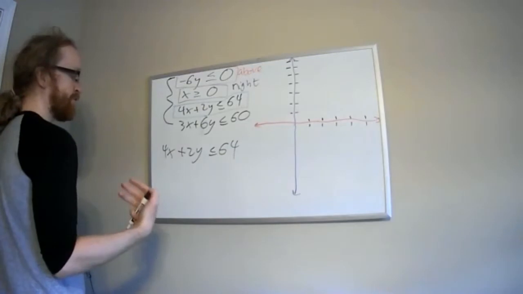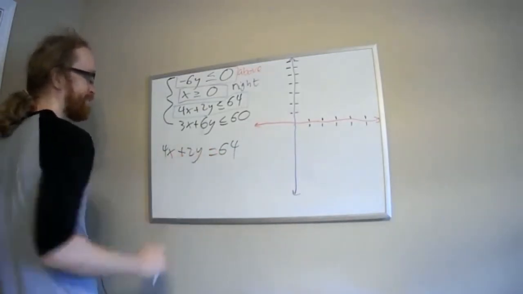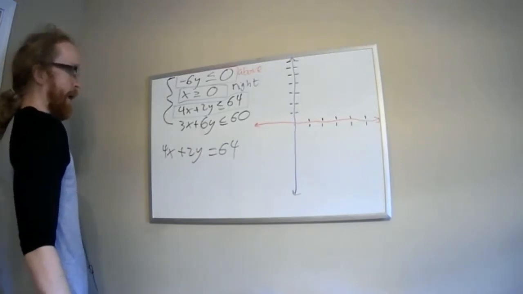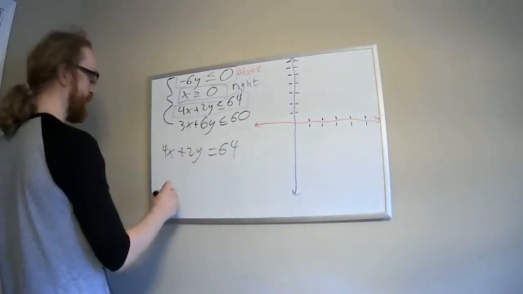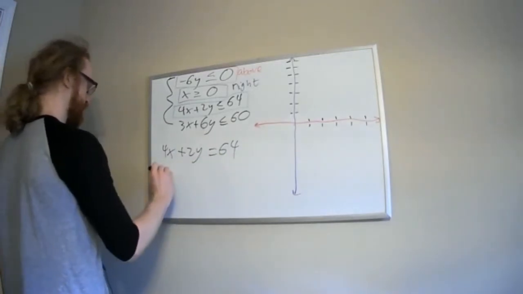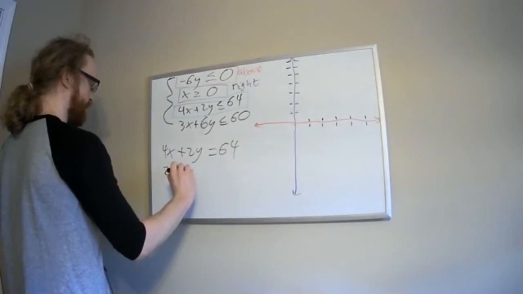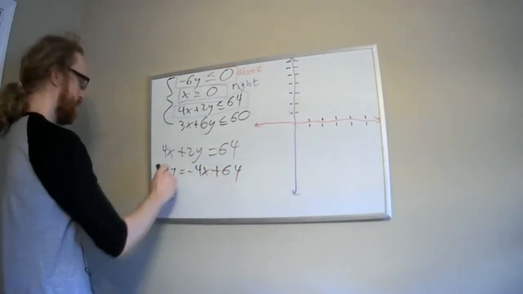So the first thing I'm going to do is find the corresponding line where I turn this into equals. And I might want to put this into slope-intercept form so I can graph it easily. Let's do that. So I'd subtract 4x from both sides. So I get negative 4x plus 64 is equal to 2y.